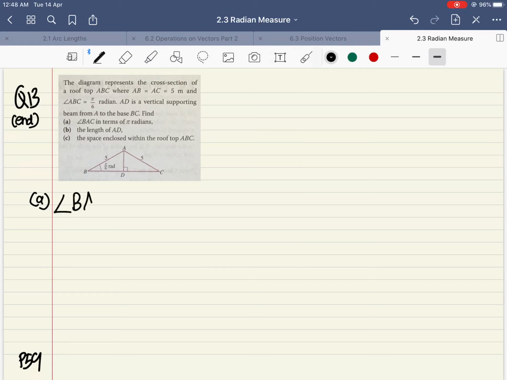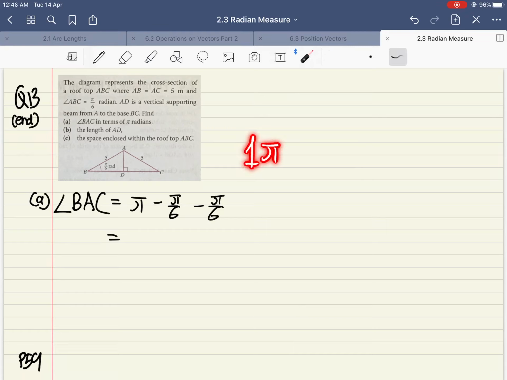Just like the previous question, we know that the angle sum of a triangle is pi radians. So angle BAC is equal to pi, which is the angle sum of a triangle, minus pi over 6 minus pi over 6. What I'm essentially trying to find is 1 pi minus 1/6 pi minus 1/6 pi. If I key this into my calculator, 1 minus 1/6 minus 1/6 gives me 2/3. So angle BAC is equal to 2/3 pi radians.